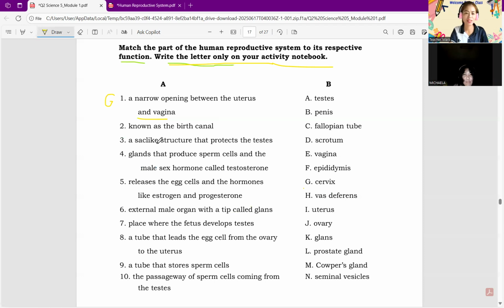Okay, next. Known as the birth canal. Vagina. Okay, very good. So E. All right. So next, number three. A sac-like structure that protects the testes.